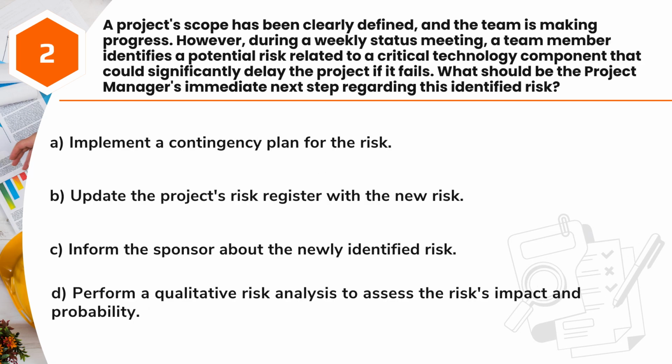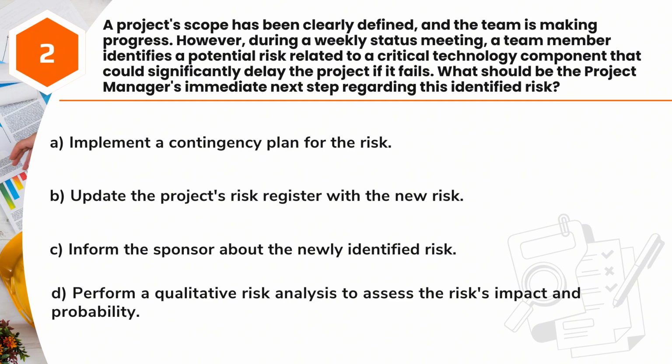Question 2. A project scope has been clearly defined, and the team is making progress. However, during a weekly status meeting, a team member identifies a potential risk related to a critical technology component that could significantly delay the project if it fails. What should be the project manager's immediate next step regarding this identified risk?